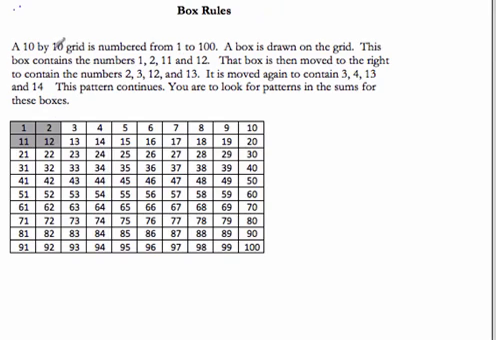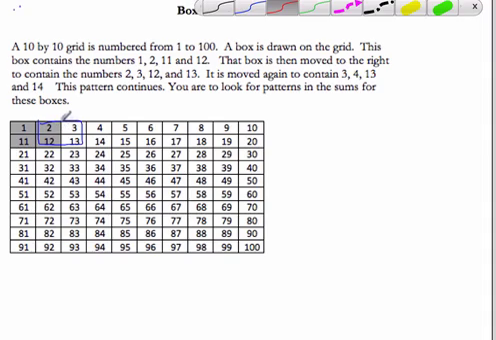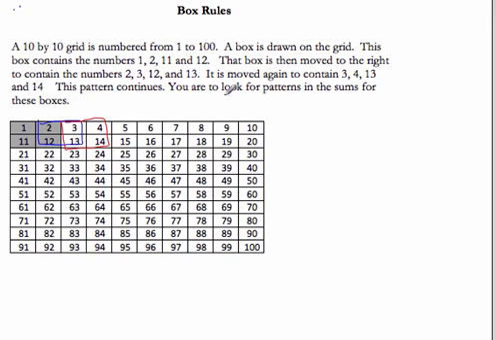Okay. 10 by 10 grid is numbered from 1 to 100. A box is drawn on the grid. This box contains the numbers 1, 2, 11, and 12. That box is then moved to the right to contain 2, 3, 12, and 13. So that's the second box. Is then moved again to contain 3, 4, 13, and 14. So that's the third box. This pattern continues. You are to look for patterns in the sums of these boxes.